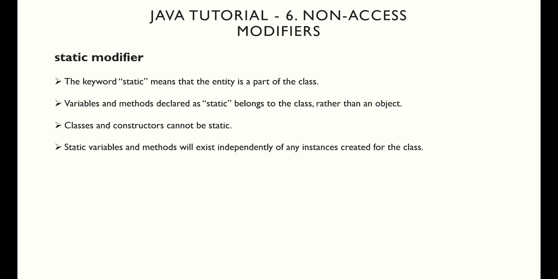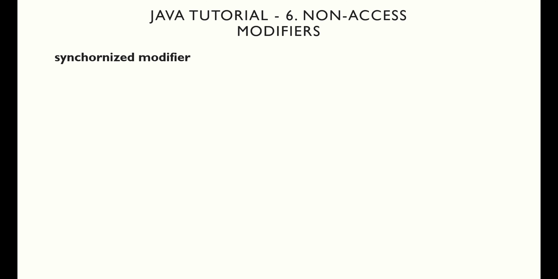Similarly, static methods will exist independently of any instances created for the class. Static methods take all the data from parameters and compute something from those parameters with no reference to variables. The class variables and methods can be accessed using the class name followed by dot and the name of the variable or method.